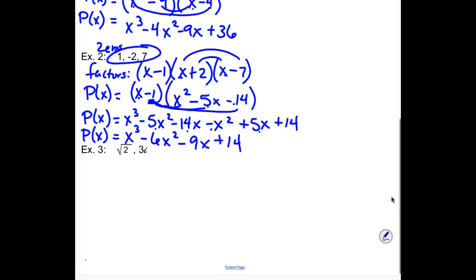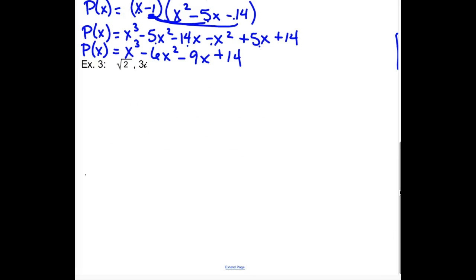All right, the last one, we do have some irrational and complex roots. So if the zeros are roots, I have a square root of 2, then it is implied that I also have the negative square root of 2. If I have a 3i as a 0, then I also have to have negative 3i. So that's what I was talking about earlier. They have to occur in pairs.